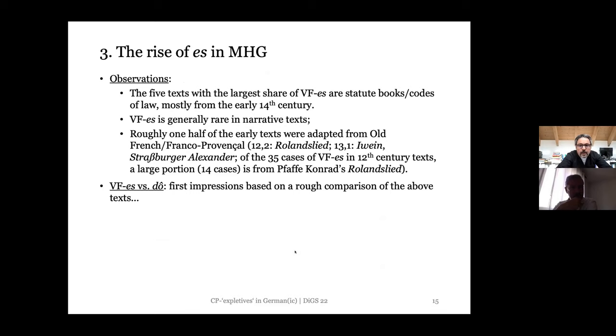Well, this basically sums up what I've already said. There's one additional observation which I haven't mentioned yet, namely that roughly 1/2 of the early texts showing expletive uses of S are adaptations from Old French or Franco-Provençal. Up to now, we haven't been able to take a closer look at this, but of course it might be taken to hint at some form of language contact taking place here.